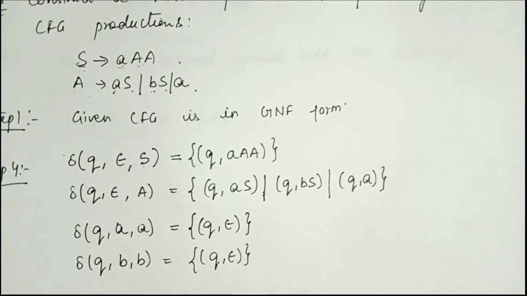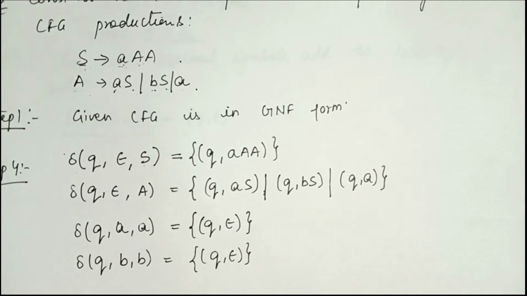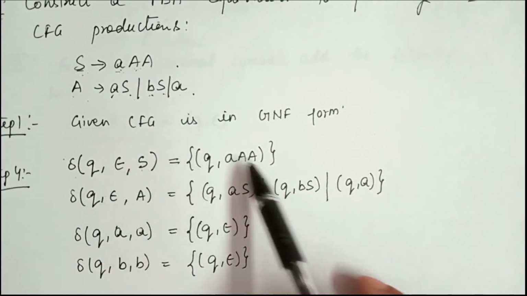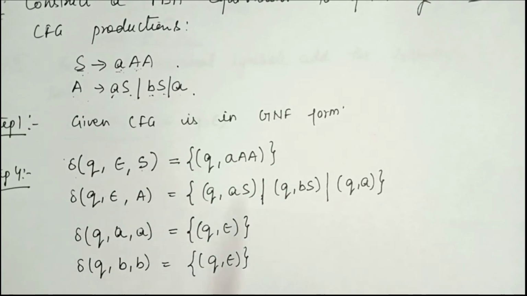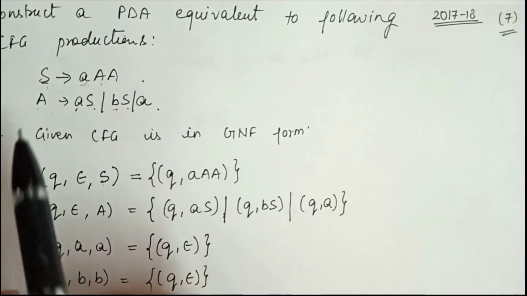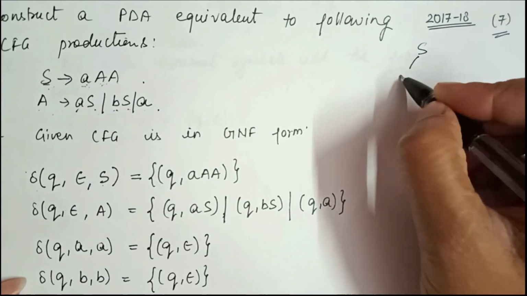Now if we have to check whether the PDA produced from the given grammar is correct or not, we can test this PDA with the help of some string. If the language produced by this grammar can be accepted by this PDA, then the produced PDA will be correct. Suppose first we derive the language produced by the given grammar. See here, this S derives a A.